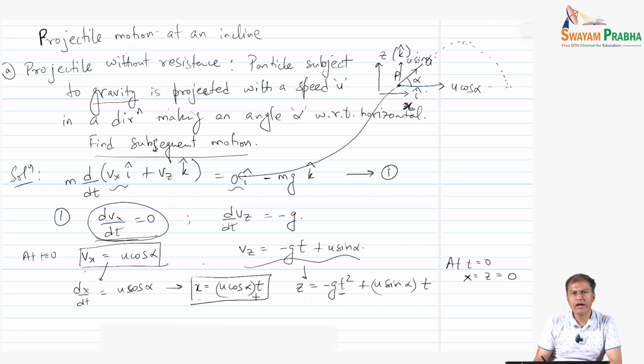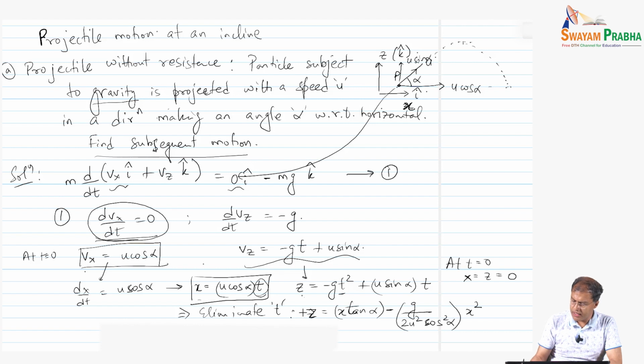So we would rather like to show the equation of motion completely in the form of x and z, so that way we can eliminate this intermediate parameter t. And from here we see that my equation of motion forms, eliminating the parameter t, we find that z is x tan alpha minus g by 2u square cos square alpha times x square.